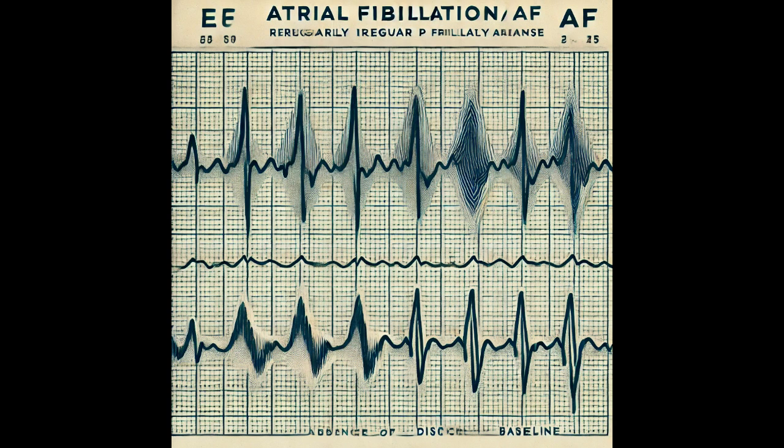Exactly. And diet plays a big role too. Oh, right. What kind of diet is best for people with AFib? Pretty much what you'd expect. A heart-healthy diet. So lots of fruits and veggies. Yep.